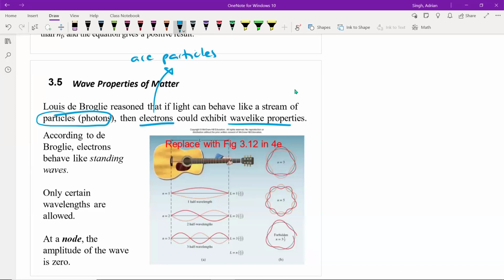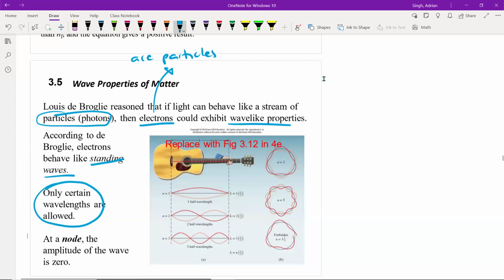exhibit wave-like characteristics. Now, according to de Broglie, these electrons, instead of being like a propagating wave, like a wave in the ocean, would behave like standing waves. In other words, they kind of oscillate up and down. An analogy to this is that if you pluck a string on a guitar, it vibrates up and down, right? That's a standing wave. And only certain wavelengths are going to be allowed when we have these standing waves.